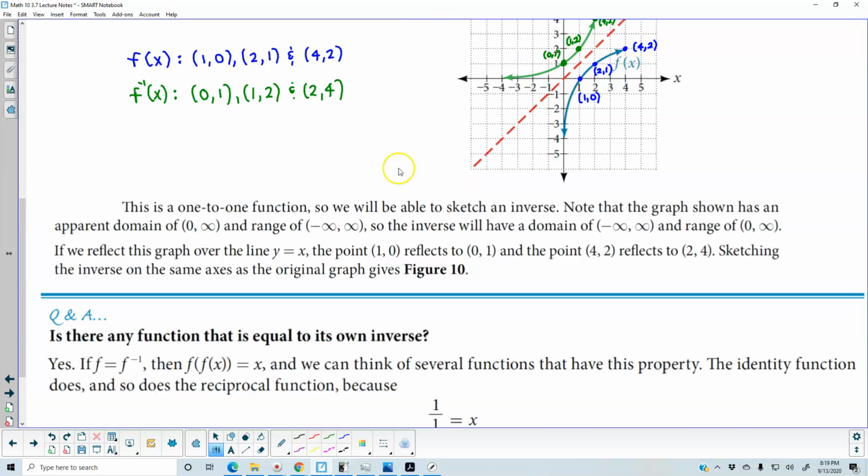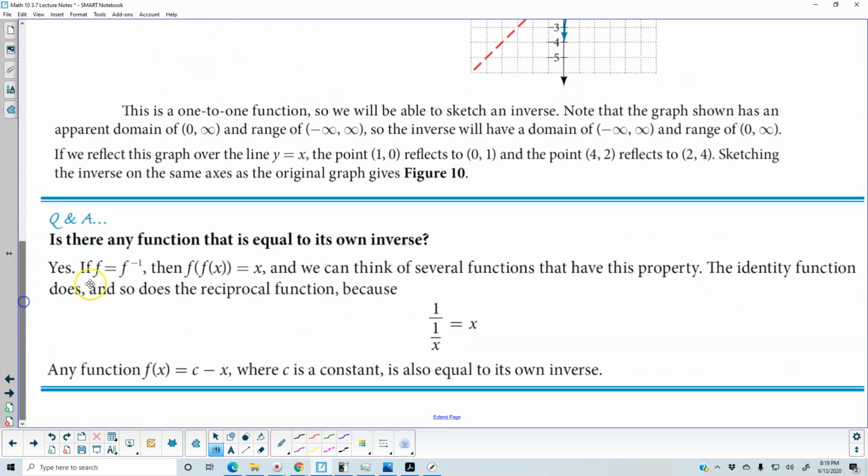Note that the graph shown has an apparent domain of 0 to infinity and a range of negative infinity to infinity. So the inverse will have the domain of negative infinity to positive infinity and the range of 0 to infinity. And what we saw was we reflected this graph over the line y equals x, and the point (1, 0) reflects to (0, 1), and the point (4, 2) reflects to (2, 4), and we also saw that the point (2, 1) reflected to (1, 2).